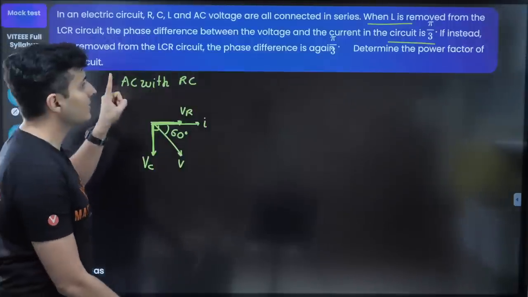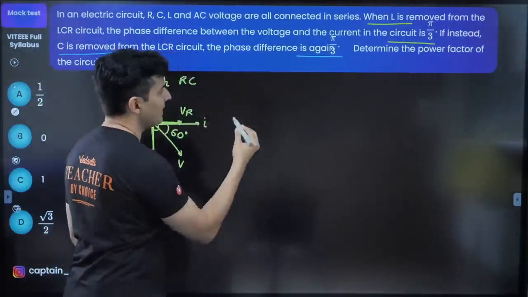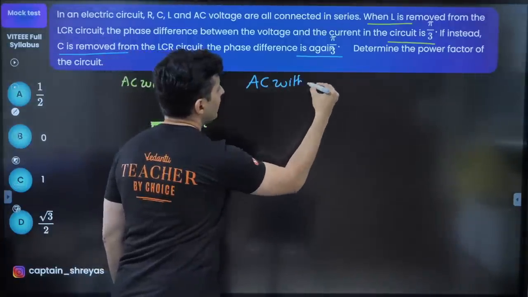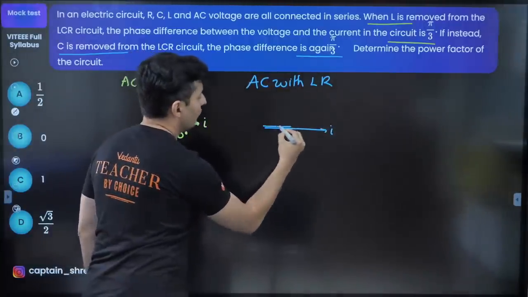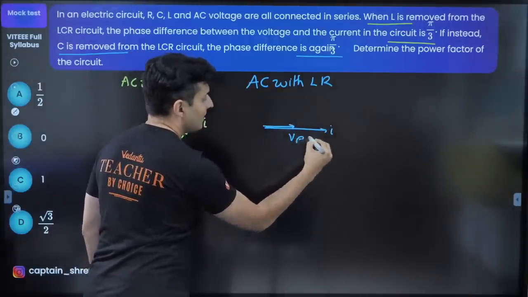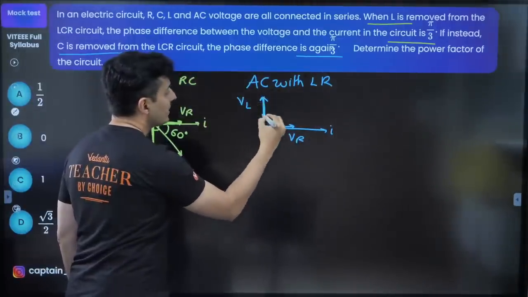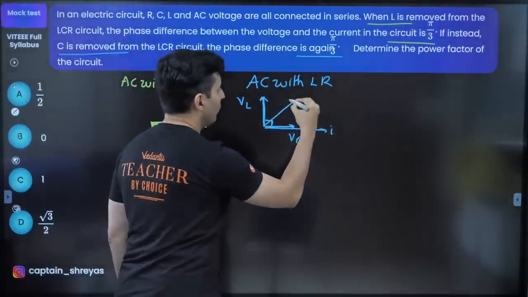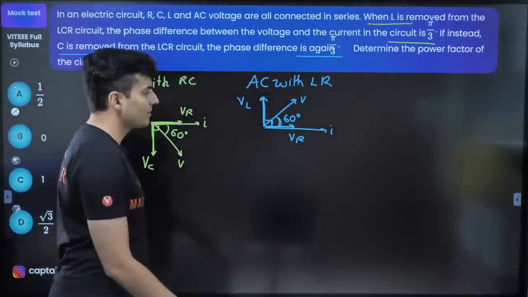Now in the second case, if capacitance is removed, the phase difference is again this much. So now it becomes an AC circuit with LR. Now if this is the current phasor, the voltage across the resistor is in phase with the current. Voltage across the inductor leads the current by 90 degrees. So the net voltage will be here. And this angle is again given to be 60 degrees.